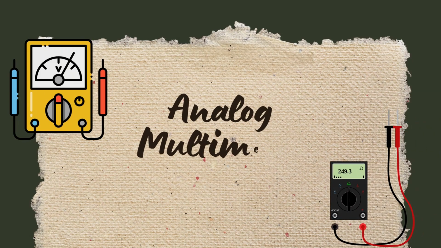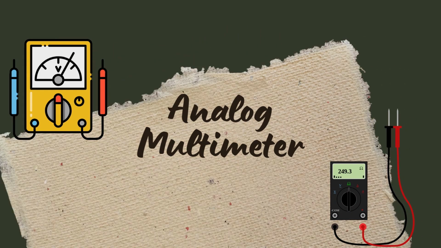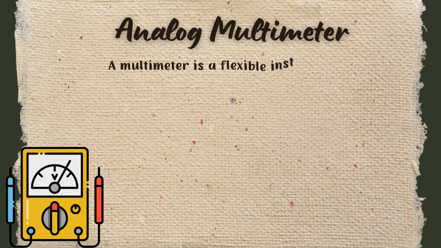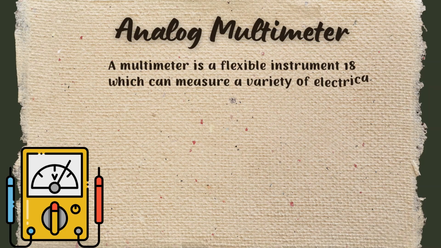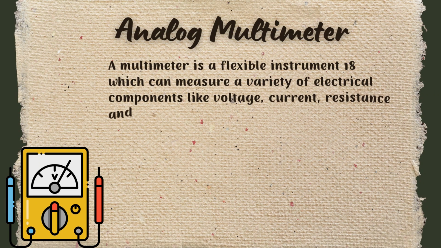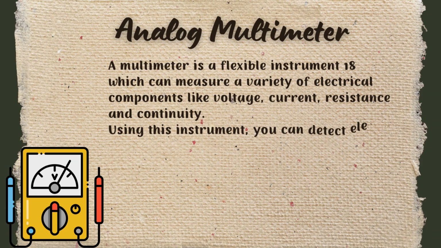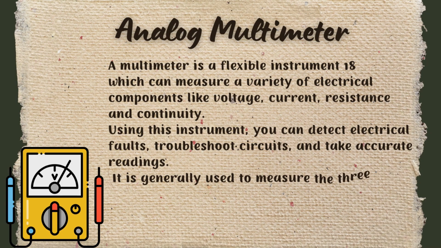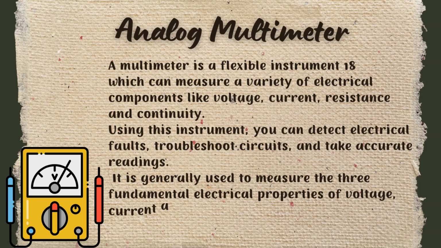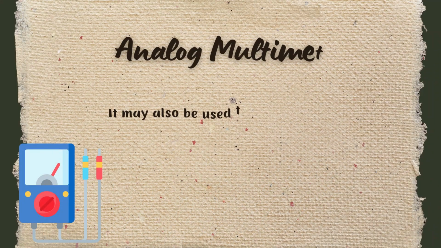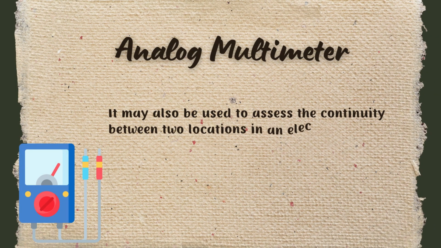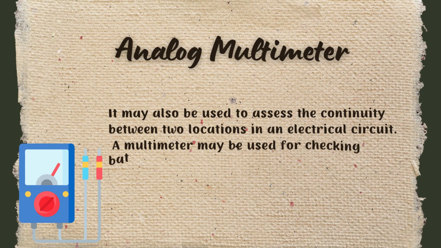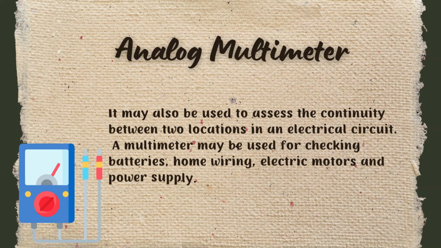Now let us understand a little bit about the analog multimeter. A multimeter is a flexible instrument which can measure a variety of electrical quantities like voltage, current, resistance, and continuity. Using this instrument, you can detect electrical faults, troubleshoot circuits, and take accurate readings. It is used to measure the 3 fundamental electrical properties of voltage, current, and resistance. It may also be used to assess the continuity between locations in an electrical circuit. A multimeter may be used for checking batteries, home wiring, electric motors, and power supplies.